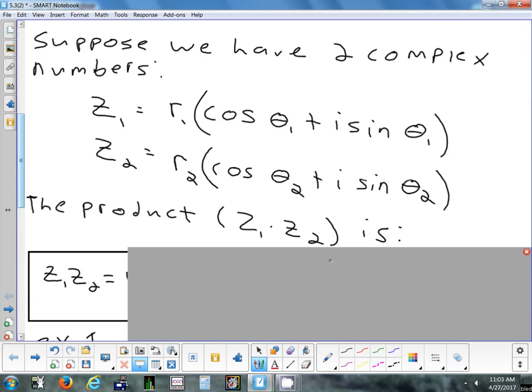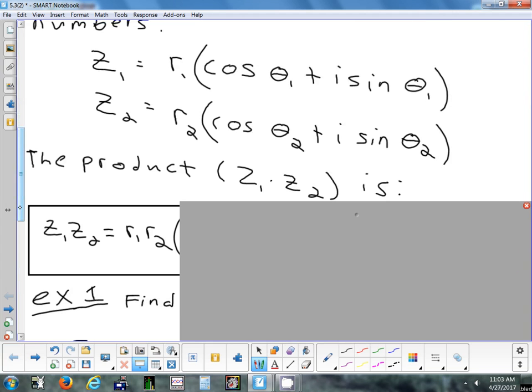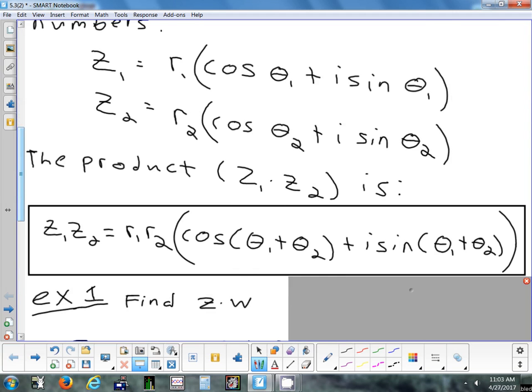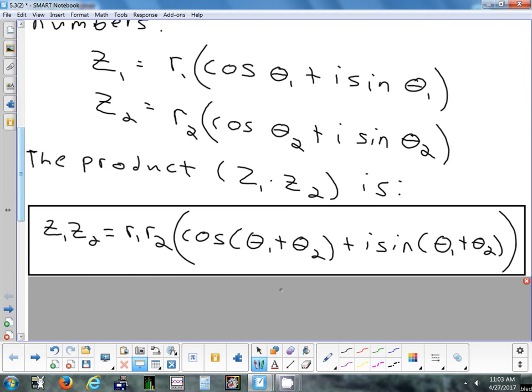Okay, if you want to take the two complex numbers that are in polar and multiply them together, first thing you do is you take R1 and R2 and multiply them together. Okay, that's the first step. Take R1, R2, multiply those two numbers together. Okay, the second step is to take theta 1 and theta 2 and add them together. And that's it. That's how you multiply two complex numbers in polar.